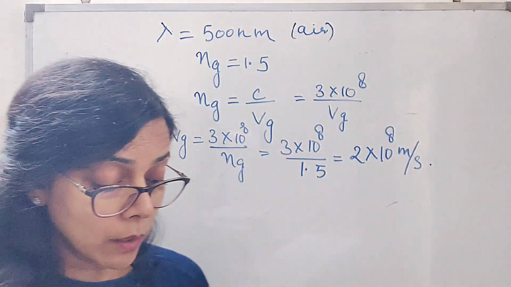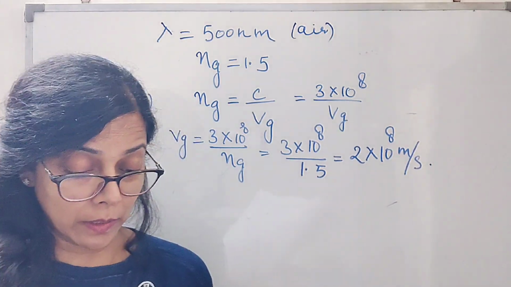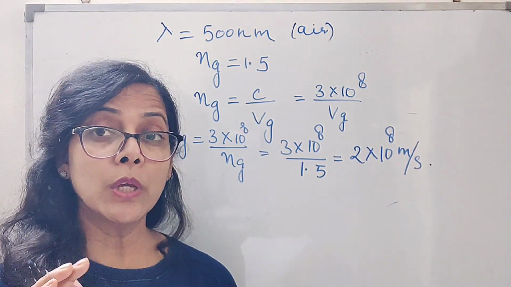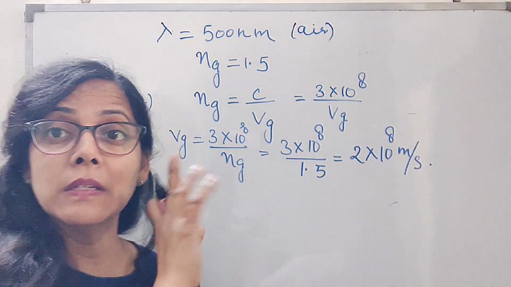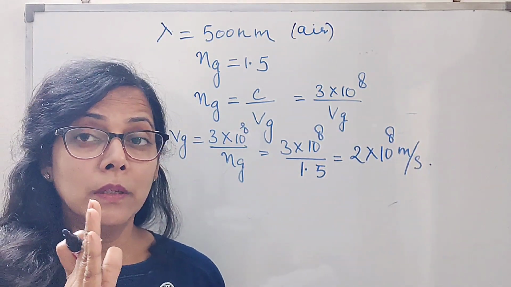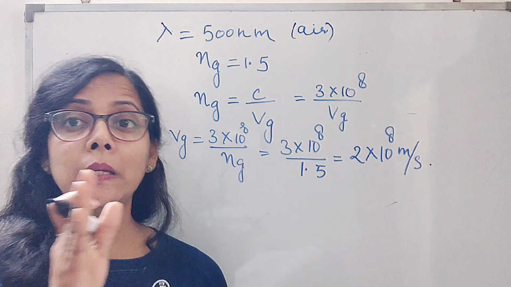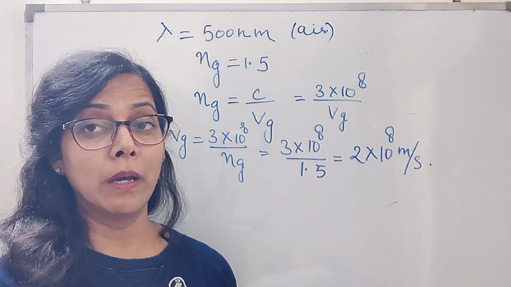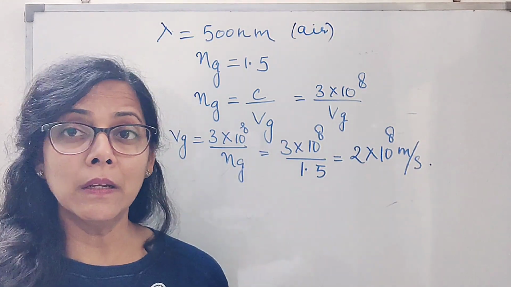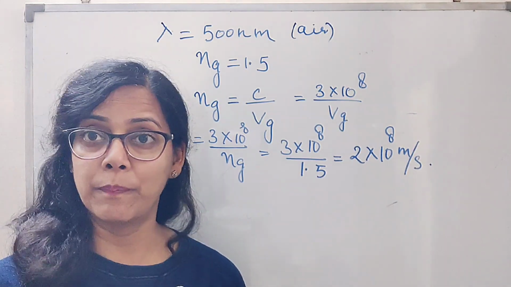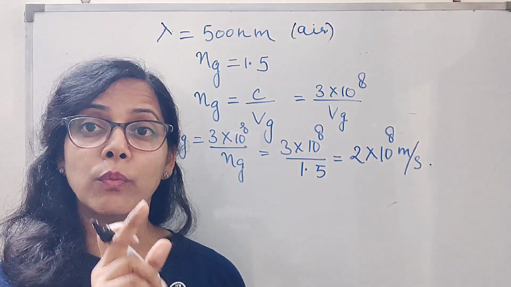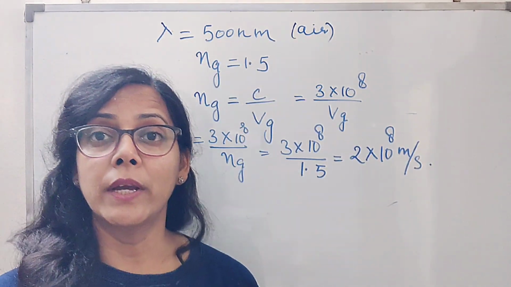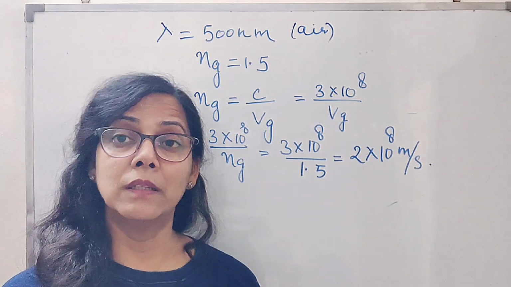Now the second part is you have to find out the frequency of light in glass and air both. Frequency you have to find out and wavelength is given to us. Whenever light travels from one medium to the other, frequency doesn't change. So keep in mind that in air as well as in glass, the frequency will be the same. We will find the frequency of light in air because the wavelength is given in air, and the same value will be in glass also.